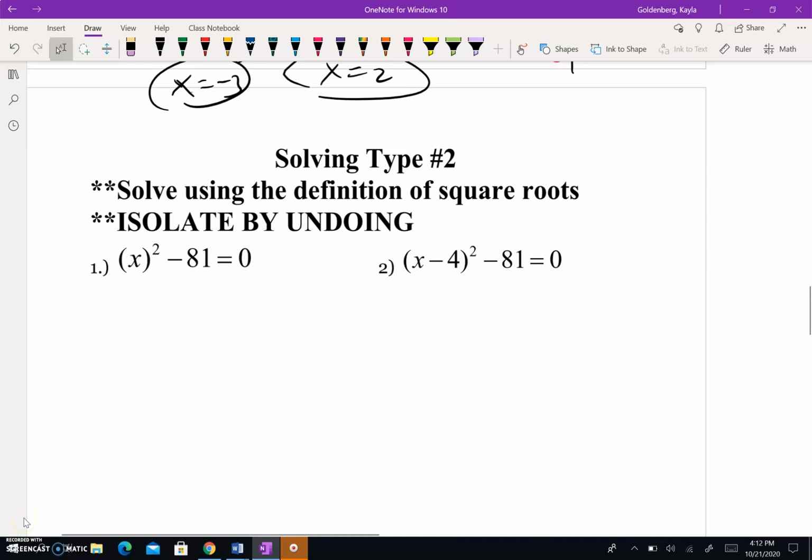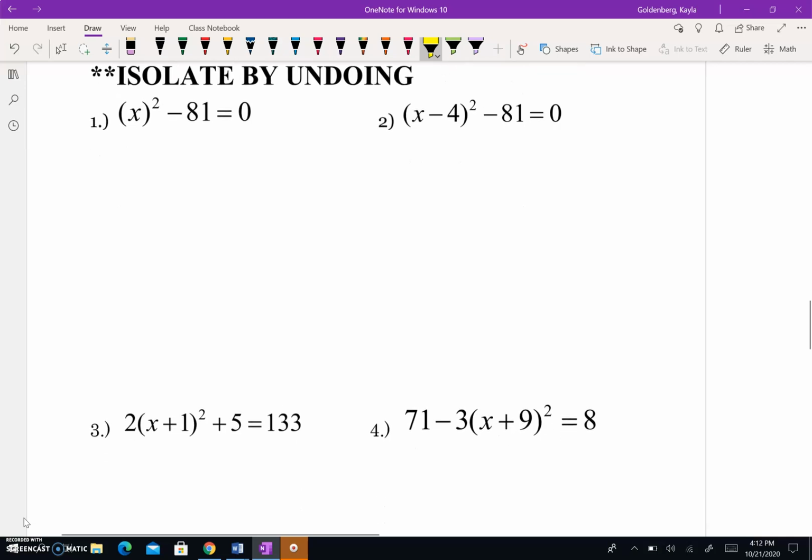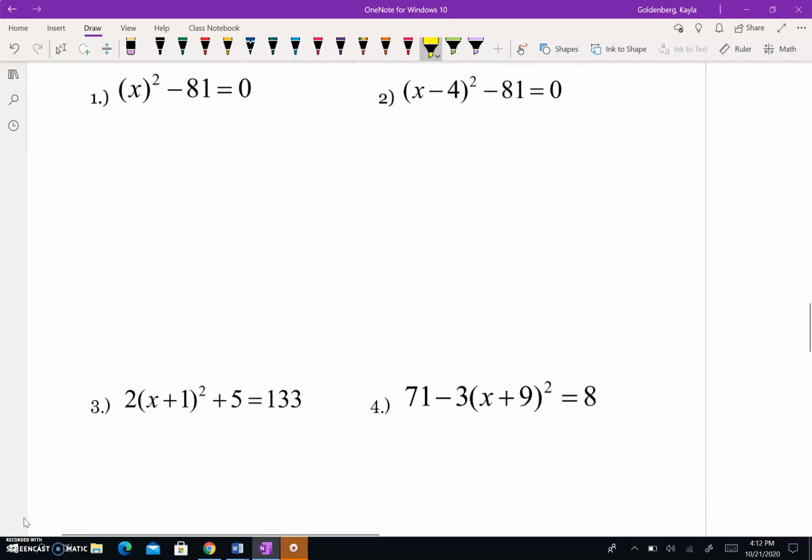Okay guys, welcome to our video 2, which is our second type of solving. And this is going to really get down to the definition of a square, right? Something being squared. So actually I just want to cover this up now. I just want to look at number 1 with you.